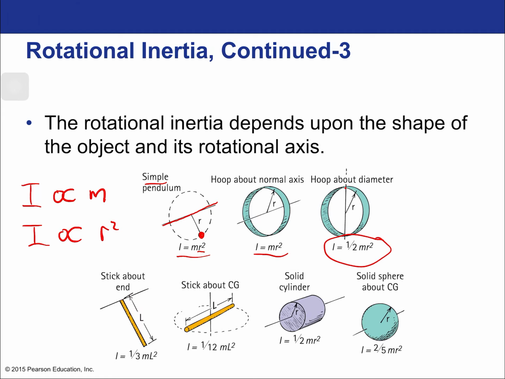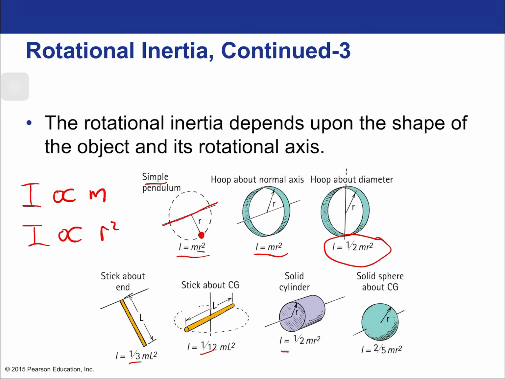L is still playing the same role as R, but since this is a stick, it makes more sense to refer to L for length than R for radius. If, on the other hand, I rotate a stick about its center, well, that's easier to rotate, and now its moment of inertia is 1/12. See how 1/12 is smaller than 1/3, indicative of the fact that the stick is easier to rotate if we rotate it about its center? Common sense, consistent with what we talked about in previous slides.